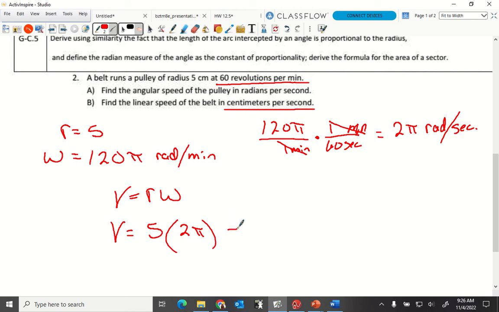So multiply those out, and I should get 10 pi. What are my units? Radius and seconds. Centimeters per second. Why is it centimeters? Because it says radius. Because I'm multiplying. Velocity is a distance over time, and my distance is 5 centimeters, isn't it? So that's important, yes.